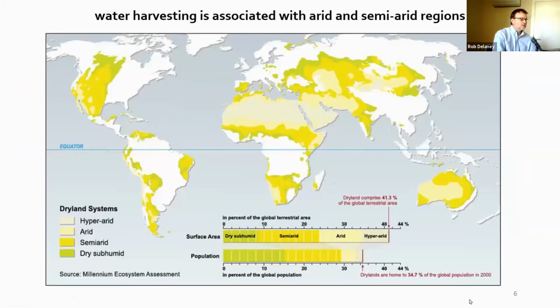So where are they? Like I said, water harvesting is associated with semi-arid and arid land. Here's a map of the globe. So you can see it's quite a considerable area. Over 20% of the land is classified as semi-arid or arid.